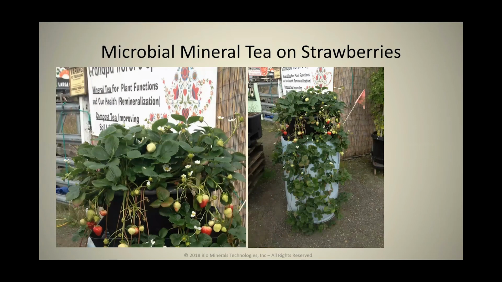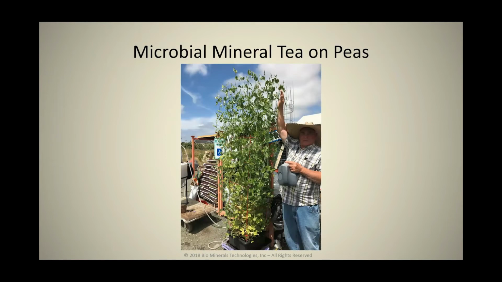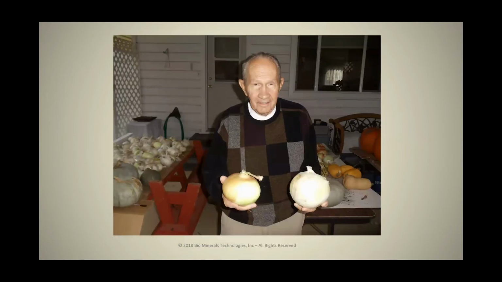This is a strawberry, and you can see on the sign in the back, mineral tea for plant functions, because there's a lot of minerals in that, compost tea improving soil health. So this is just a strawberry plant that he put out on a 55-gallon drum. Well, the drum wasn't big enough. So the next year, he got a bigger container so he could grow better strawberries. These are pictures of Len's peas with a jug of mineral tea he's about to give them. Here are some onions that my dad grew. He uses no fertilizer whatsoever.